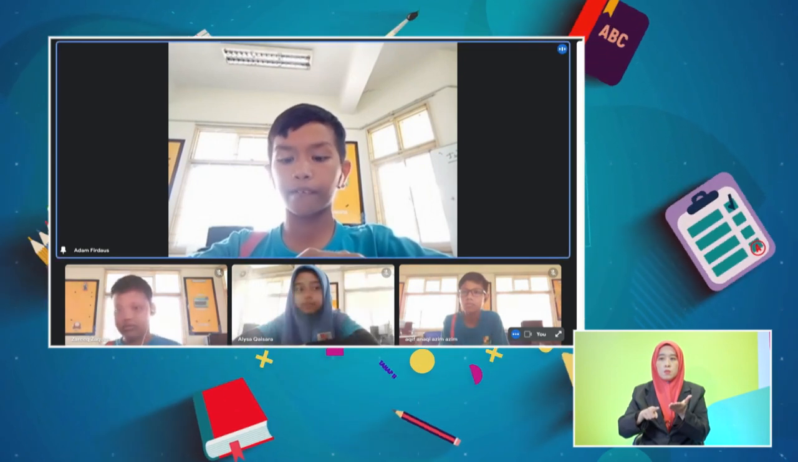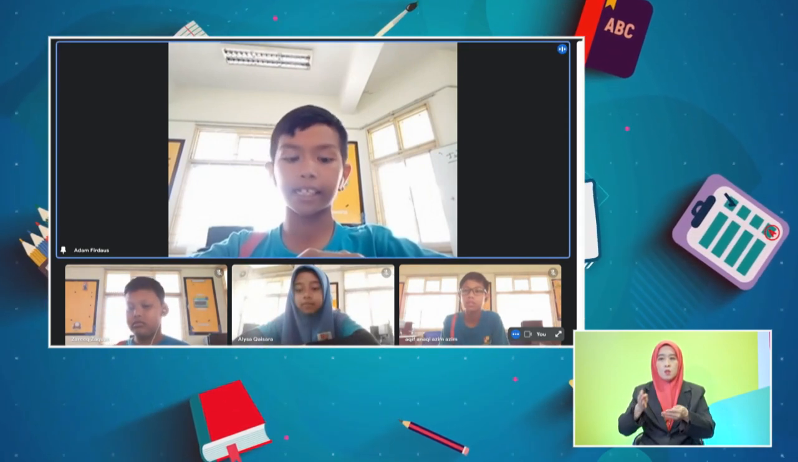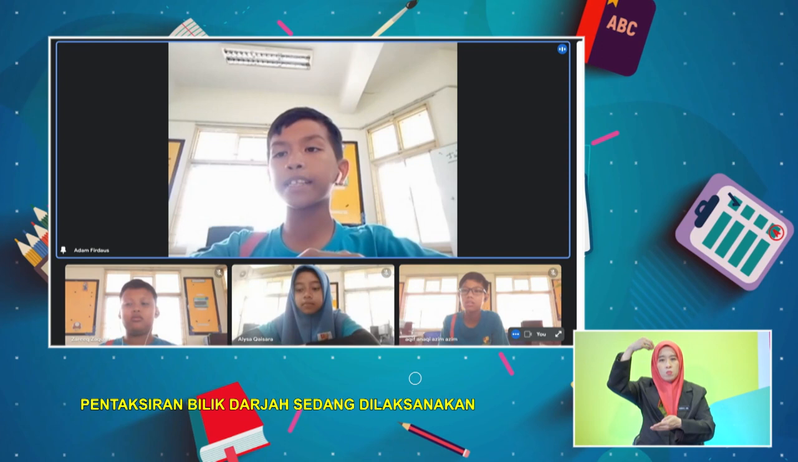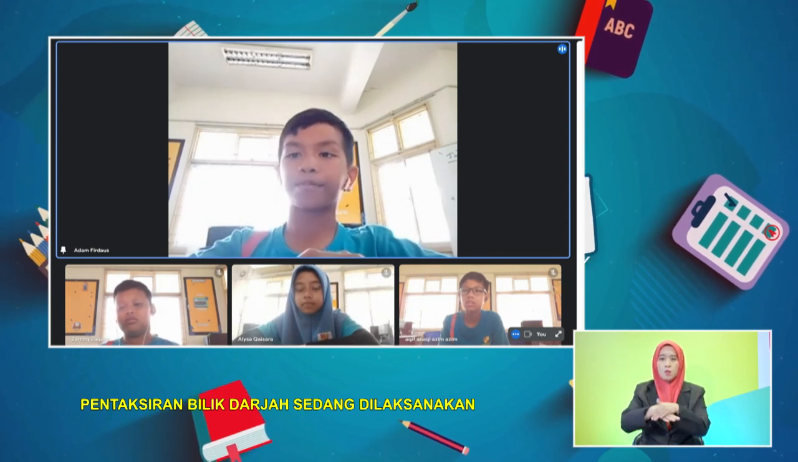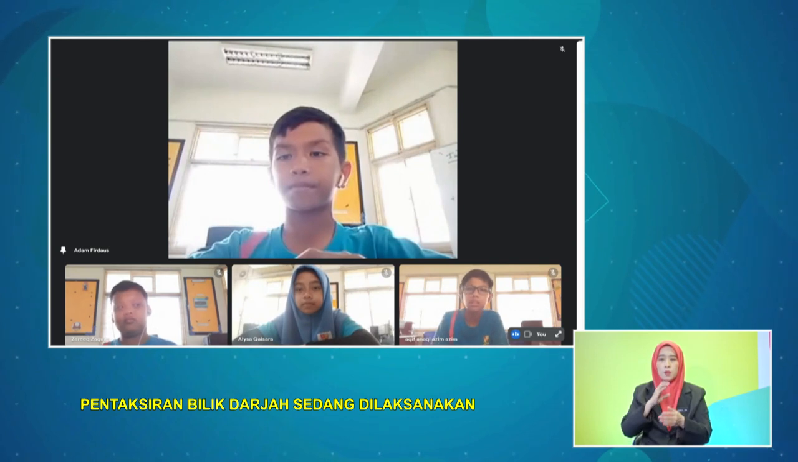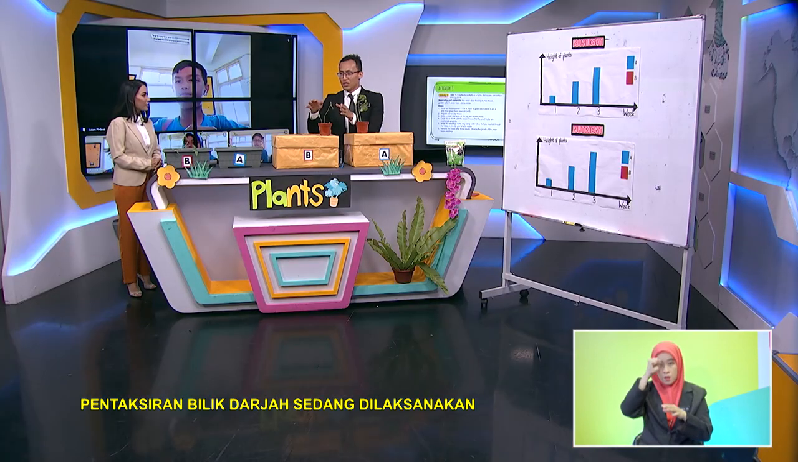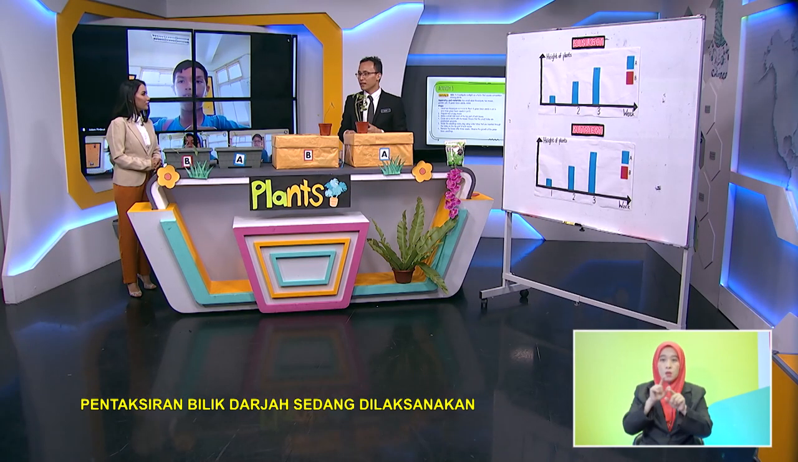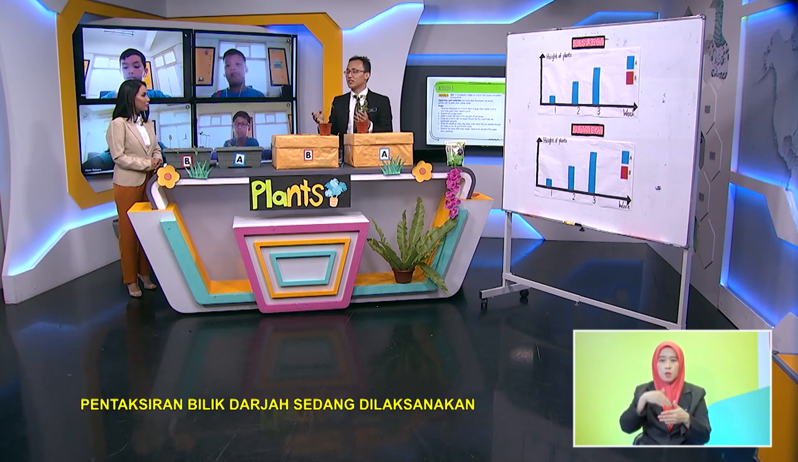I think the box prevents sunlight from entering, so the plants wilted. He's saying that because it's a very dark box, if you place it for a long period of time, the plants will actually die. I see. It's actually not easy.